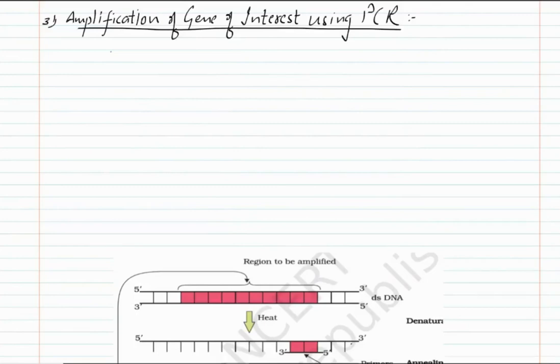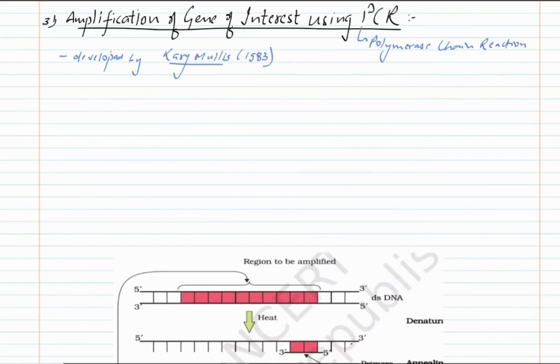In the previous video, we had discussed about fragmentation of DNA. In this video, we are going to discuss about amplification of gene of interest using PCR. PCR stands for polymerase chain reaction. This technique was developed by Carey Mullis in the year 1983.